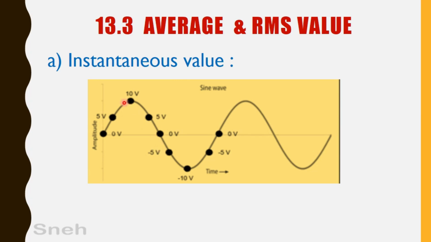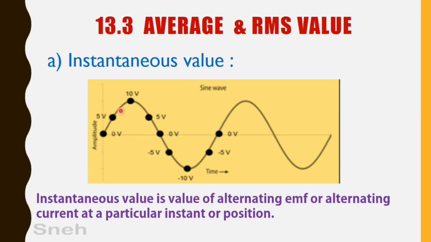So at different points, the value of EMF is different. It is not constant. It is varying from positive to negative, and due to that we say that instantaneous value is the value of alternating EMF or alternating current at a particular instant. At a particular time, whatever is the value of that EMF or current, that is known as instantaneous value.